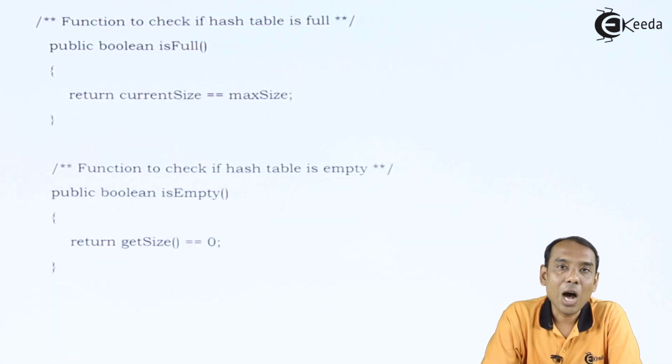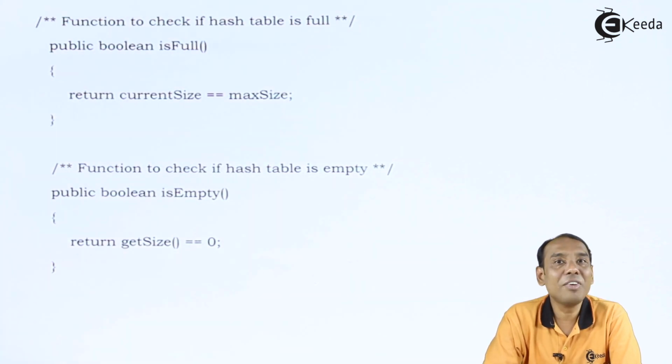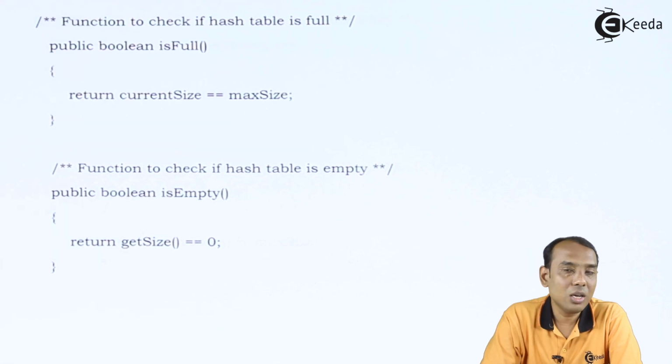Now we will discuss how to check whether the hash table is full or not. If it is full, we cannot insert a value into the hash table, and if it is empty, we cannot delete a value from the hash table. Hence we need a check on whether to insert or delete a value, depending on whether the hash table is full or not. Let us discuss one by one.